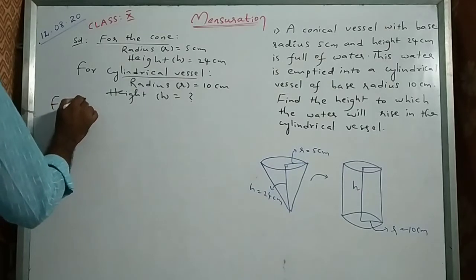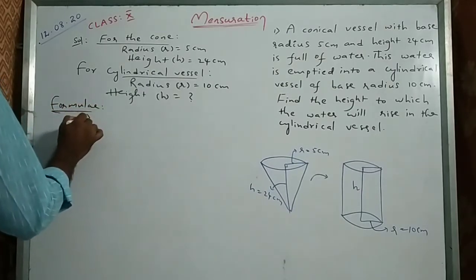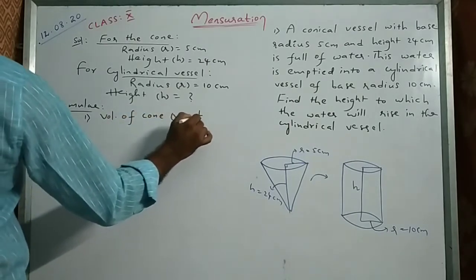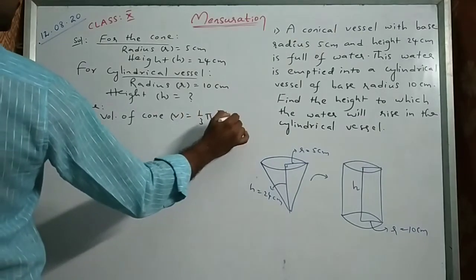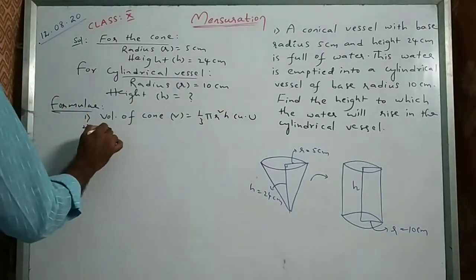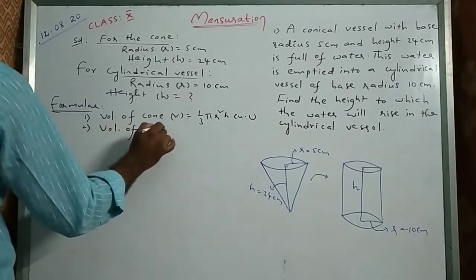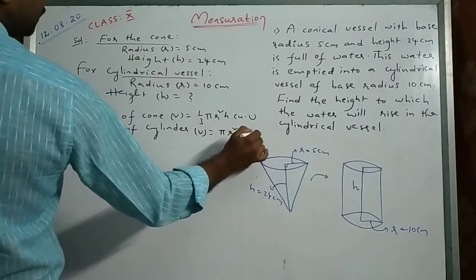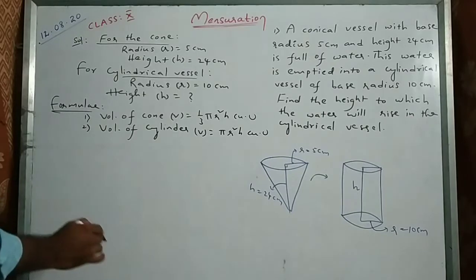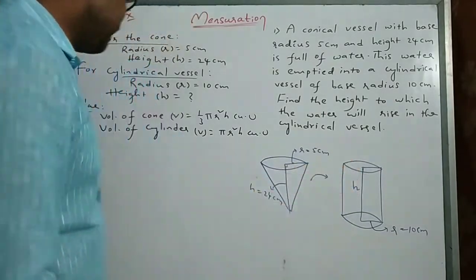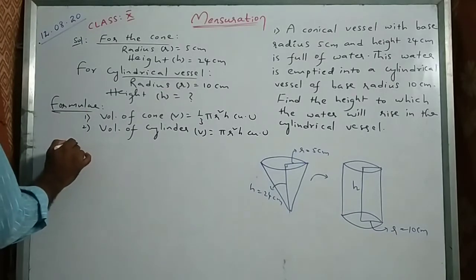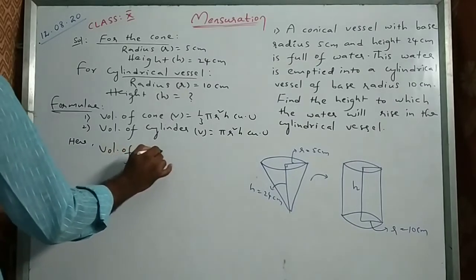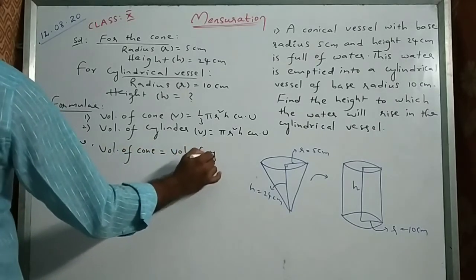What are the formulae we are going to use here? First one is volume of cone. What is the volume of cone formula? 1/3 pi r square H, cubic units. Volume of cylinder, pi r square H, cubic units. So we are shifting this water into cylindrical vessel, so both volumes are equal. Here volume of cone is equal to volume of cylinder.